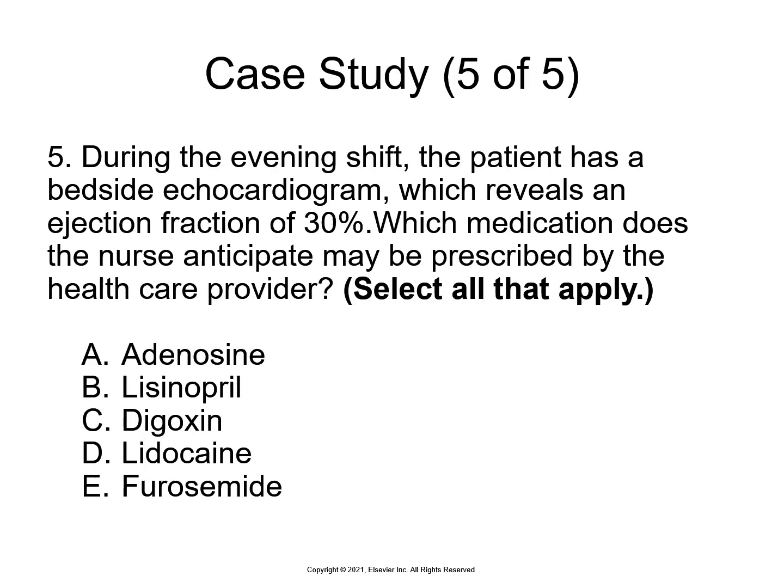So, during the evening shift, they come and they do a bedside echocardiogram. Remember, echocardiogram is our best diagnostic tool, and that reveals an ejection fraction of 30%. Which medication will you anticipate being prescribed by the healthcare provider? Now, which one of these would we need to do?